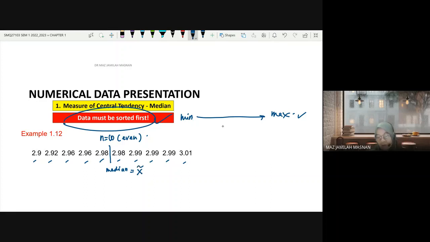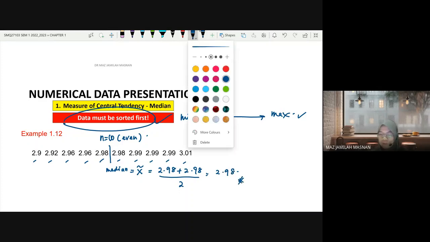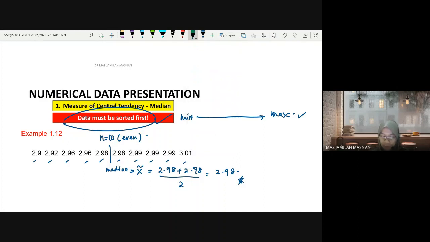Yeah, this is the notation for the median. So it will be 2.98 plus 2.98 divided by 2. So it will be what? 2.98, right? So your median is 2.98 here. Okay.